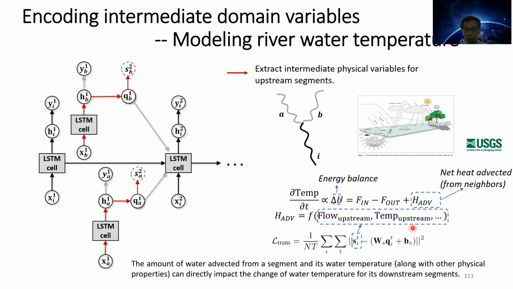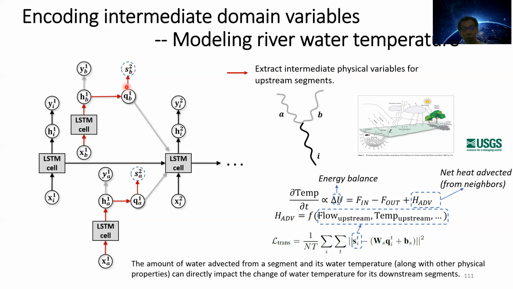So what we do is we represent these intermediate physical variables using the symbols SA and SB in these dashed circles. And then we define a new loss function such that, by minimizing this loss function, we are trying to ensure that we can extract this set of intermediate physical variables SA and SB from these hidden units QA and QB. If we can extract these variables SA and SB from QA and QB, then it means these hidden units indeed contain sufficient information to represent these intermediate physical variables.